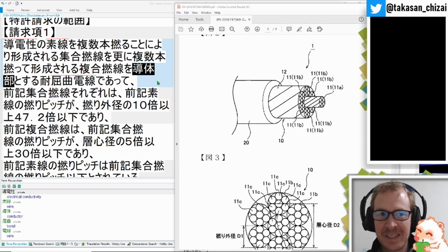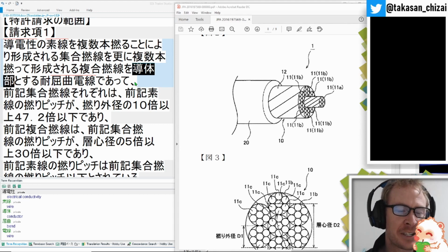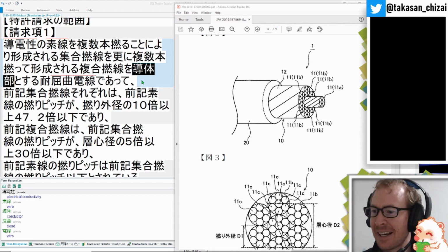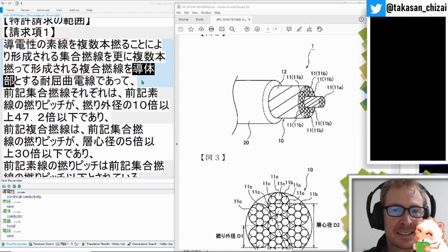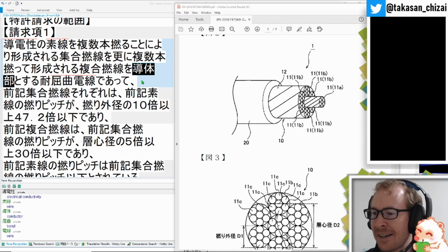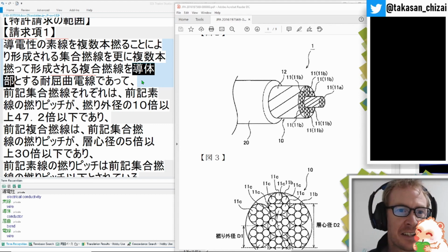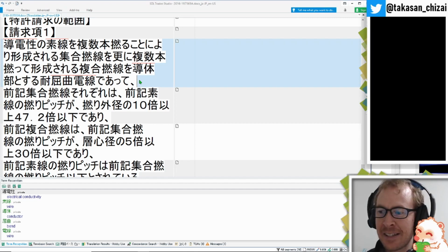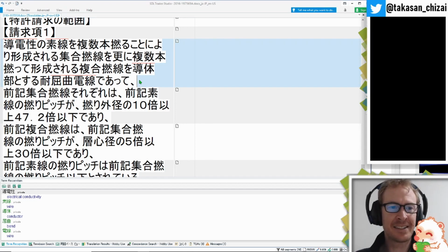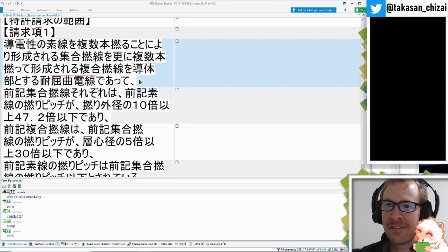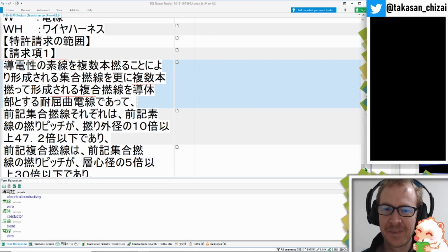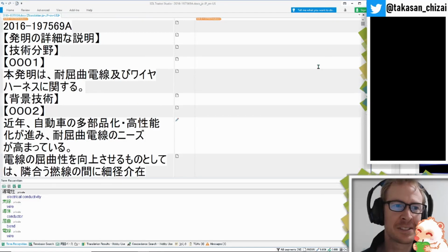So I did say we were only going to do the claims today. And so this is the invention we're translating today. But translating the claims just at first glance is always hard. So I was thinking we might just jump to the beginning of the specification, the background art, and just translate a little bit of that first. So we zoom up.